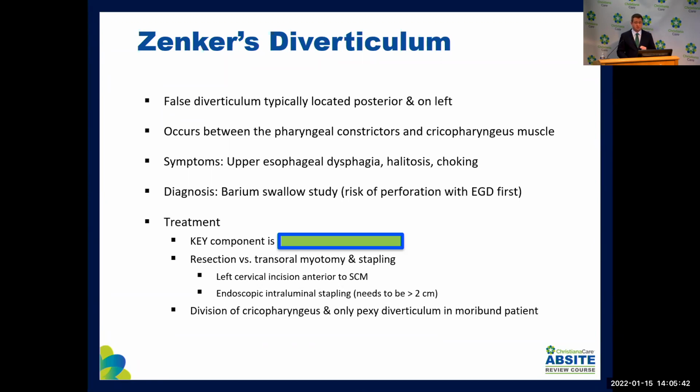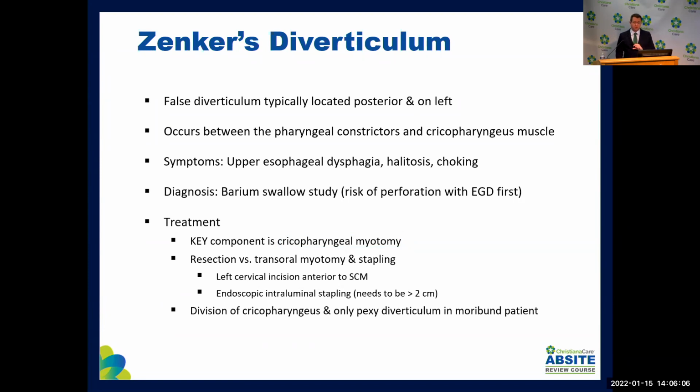Diagnosis is first done with a swallow study. Everyone's always tempted to do an EGD first, but you risk perforation in theory. So we're supposed to do a swallow study first and then scope. Treatment, the key component, no matter what you do, is the myotomy, right? Cricopharyngeal myotomy.